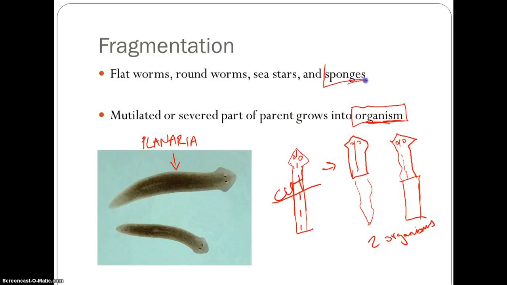And note that sponges can perform this kind of asexual reproduction too.